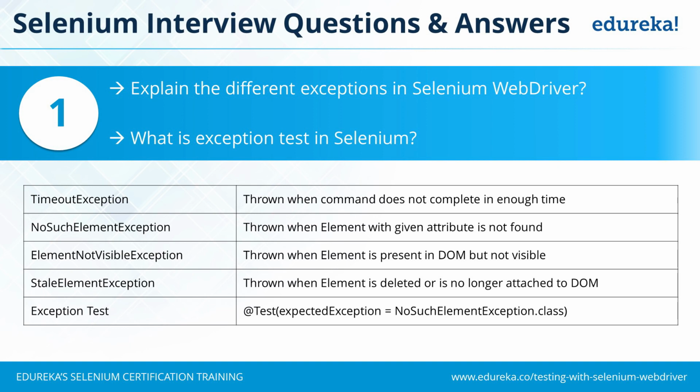Element not visible exception. Element not visible exception is thrown when the element is a part of the DOM, that is the document object model, but it is not visible. That means it will not be available on the screen, though it is present in the DOM.